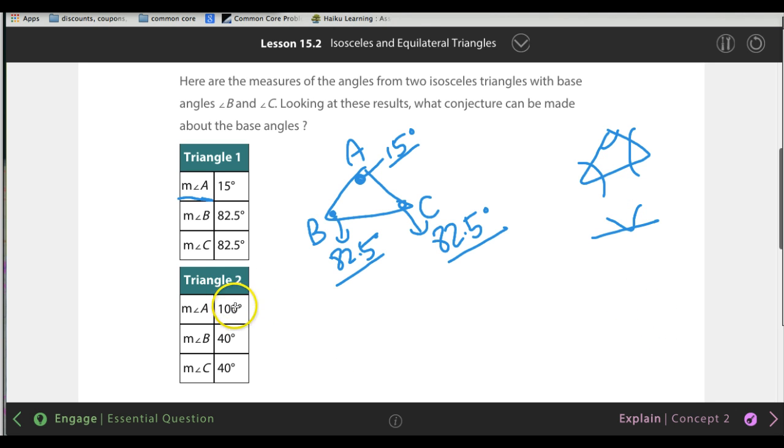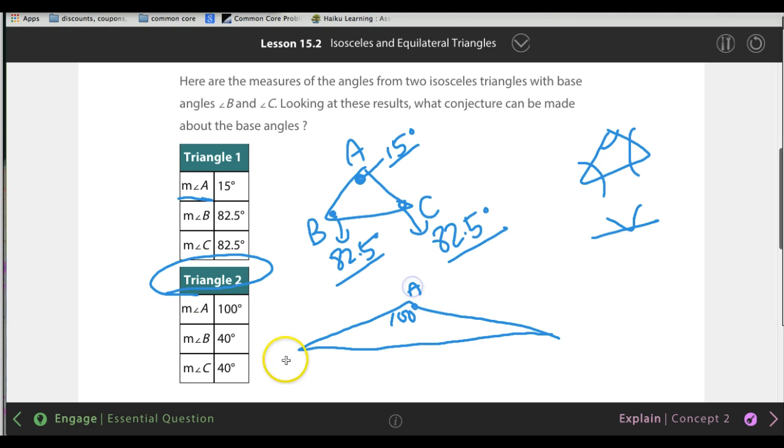Okay. So triangle 2, same thing. This time it has a really, really fat top and a very skinny bottom. We're talking about triangle 2 right now. And so this is 100 degrees here, but measure of angle B and C is what?